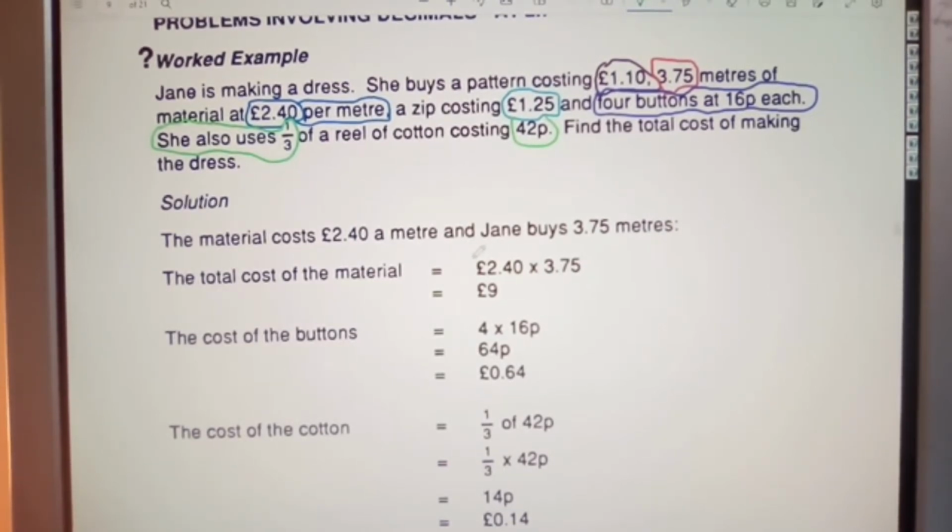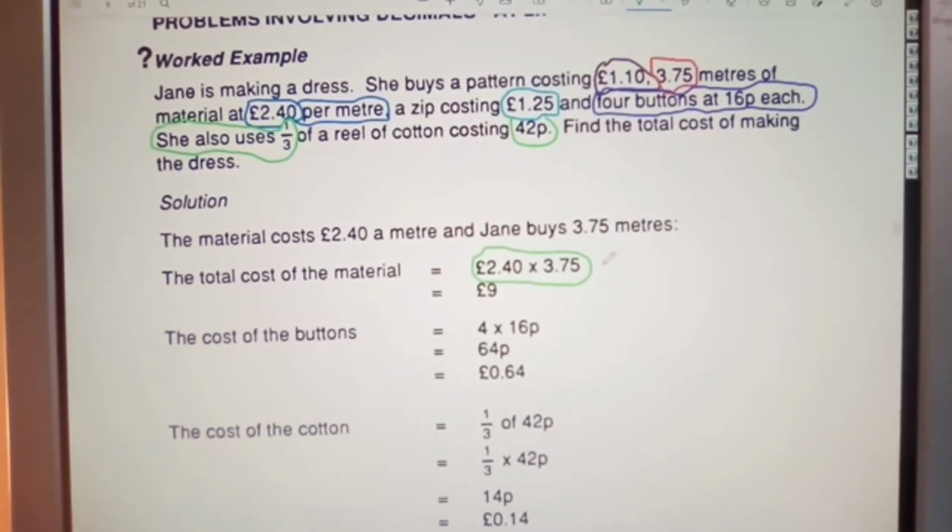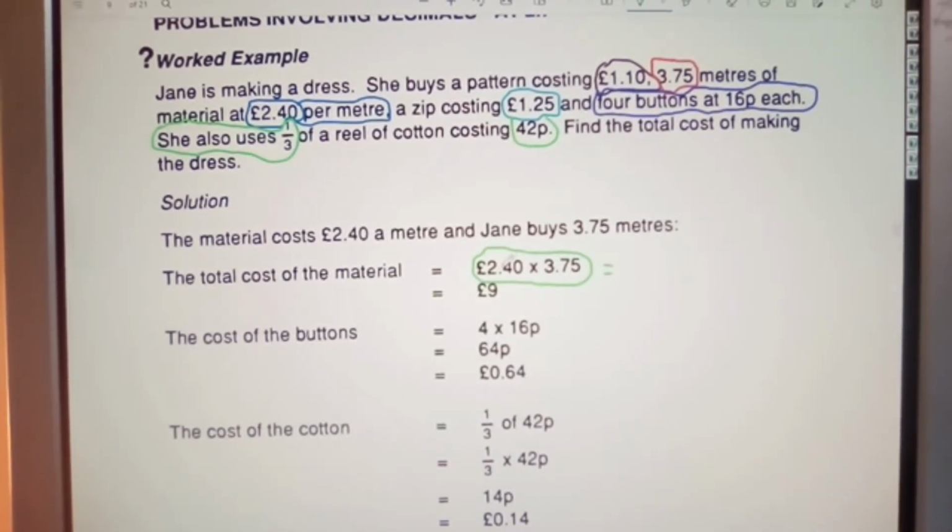Okay, so let me draw a circle on the first. Okay, just bring it in. That's what I am looking at first. Okay, and we want to multiply that. So if we remove the decimal point 2 places, that makes 240.